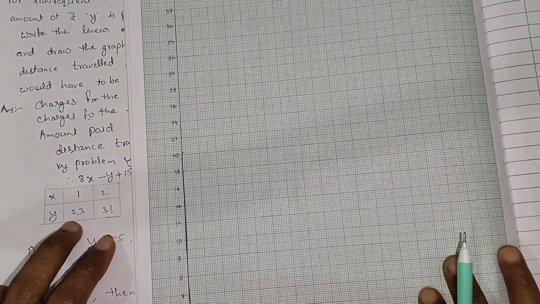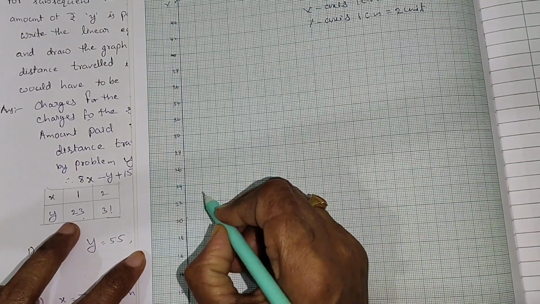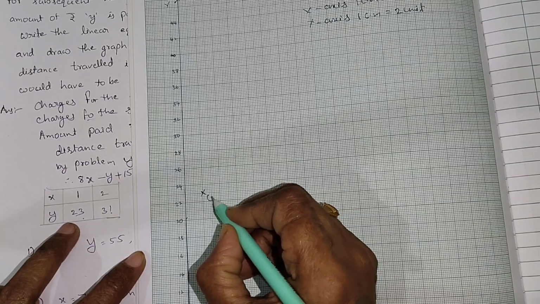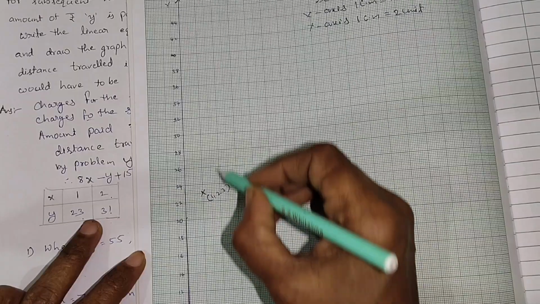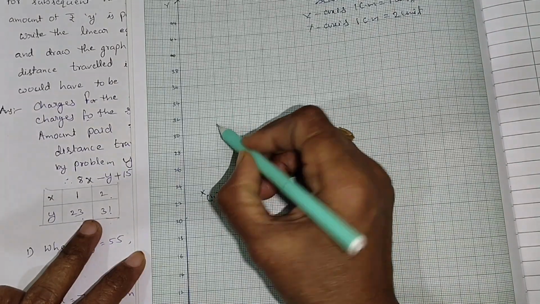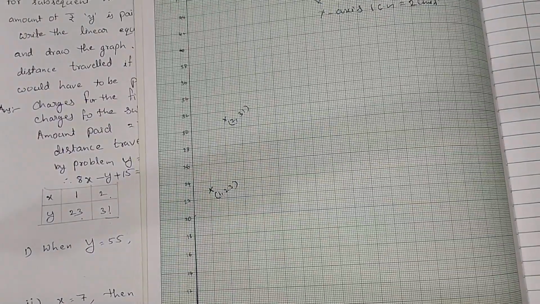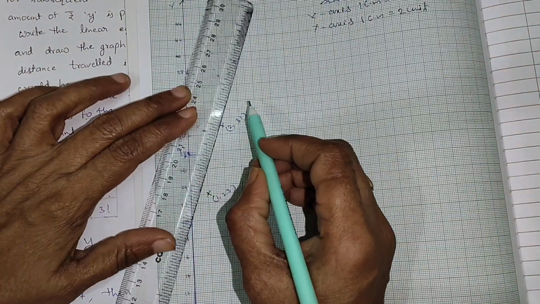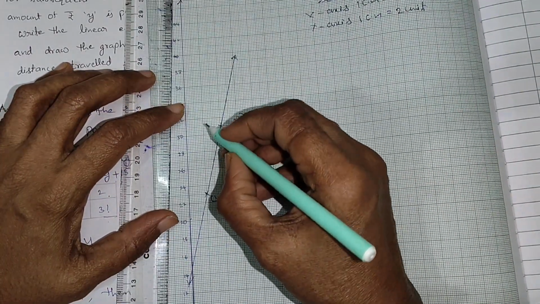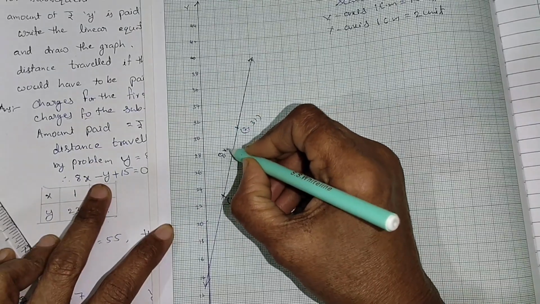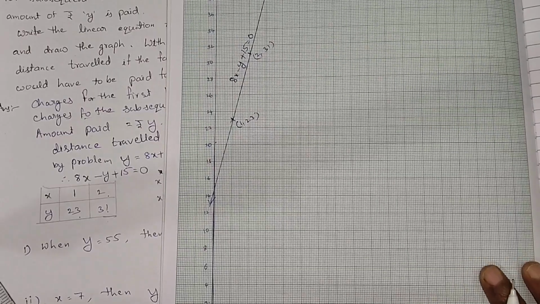So first, the point 1 comma 23: on the x axis 1, on the y axis 23, which is just after 22. Here the point is 1 comma 23. Next, the second point is 2 comma 31: on the x axis 2, on the y axis 31. Here 2 comma 31 is the point. Now join these two points. This is the linear equation, 8x minus y plus 15 equals 0. This graph is the third graph.